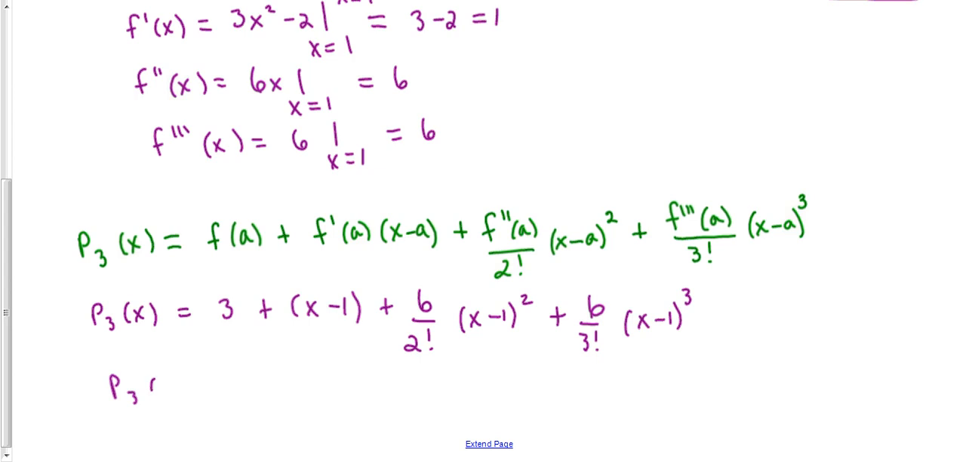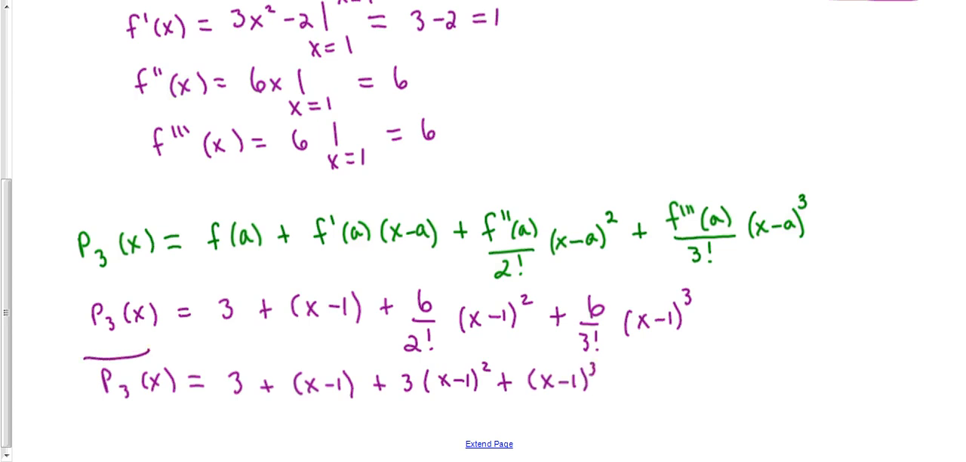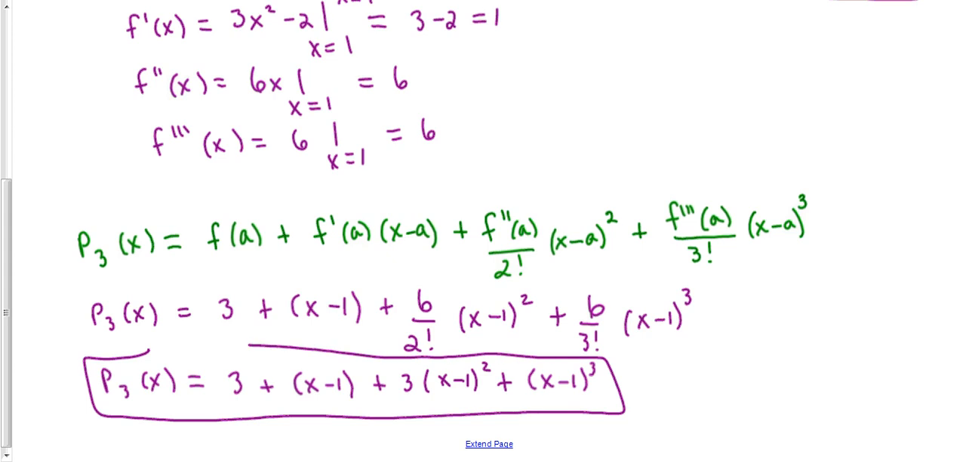And we can simplify this just a little bit. We're going to get 3 plus x minus 1, plus, and I can take that 6 and divide it by 2 factorial and get a 3 times x minus 1 squared. And then when I take 6 and divide it by 3 factorial, remember that 3 factorial is equal to 6, I'm going to get x minus 1 cubed. And that is going to be my answer.